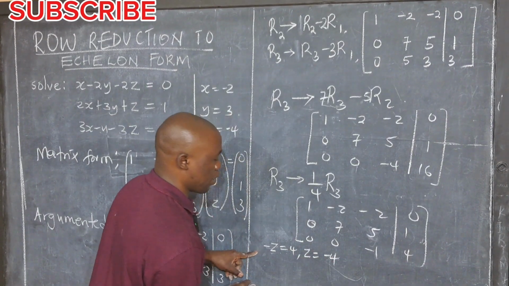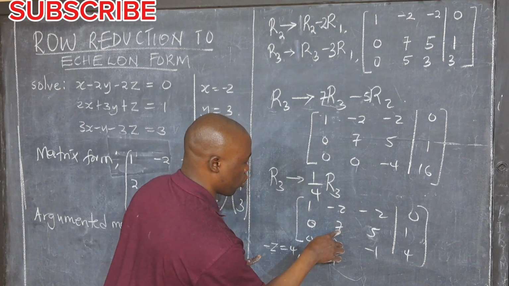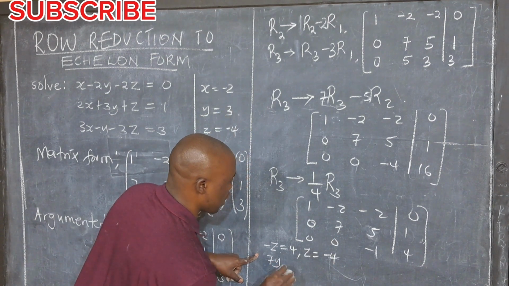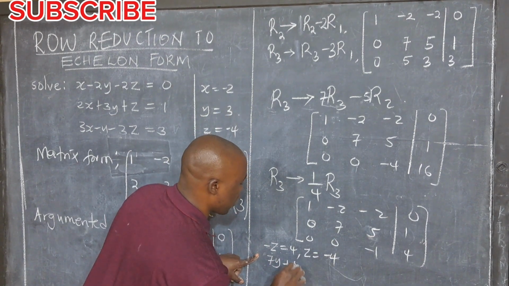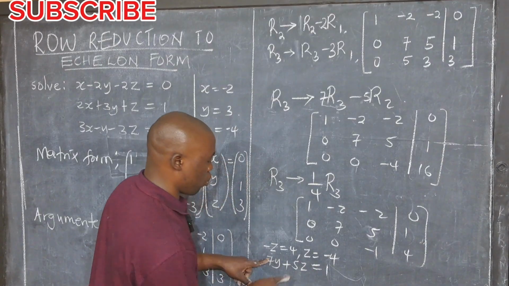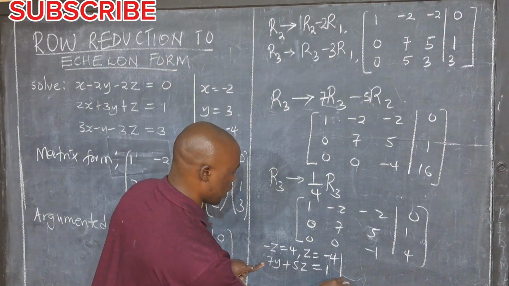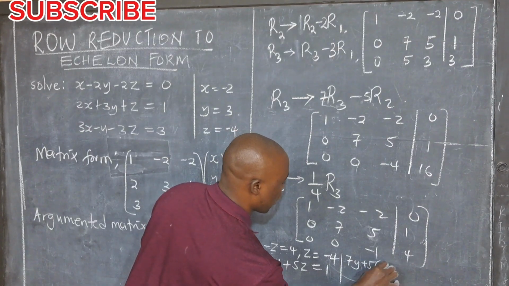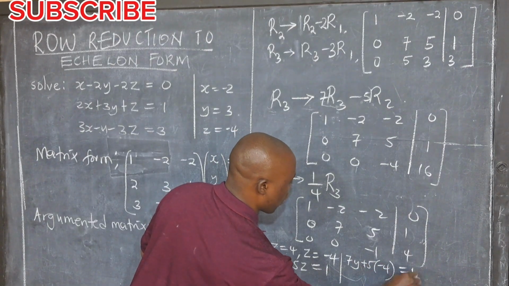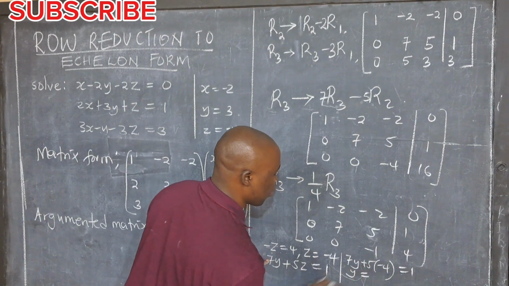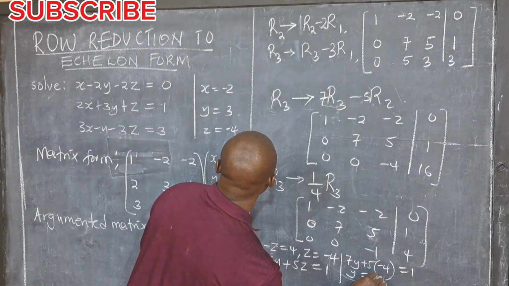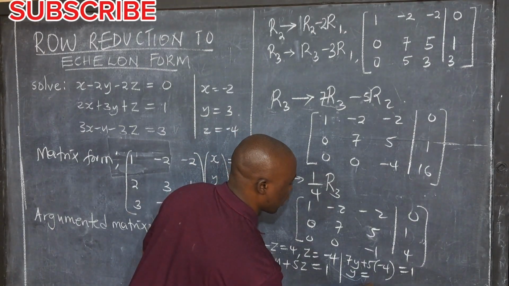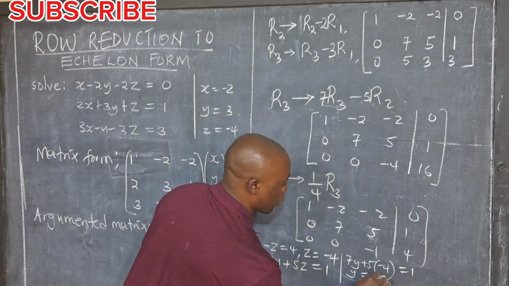So right there. So this position is for y. So I can say 7y plus 5z is equal to 1. When you feed in the value of z here, so it will be 7y plus 5 into -4 gives you 1. So your y value will actually be 3.